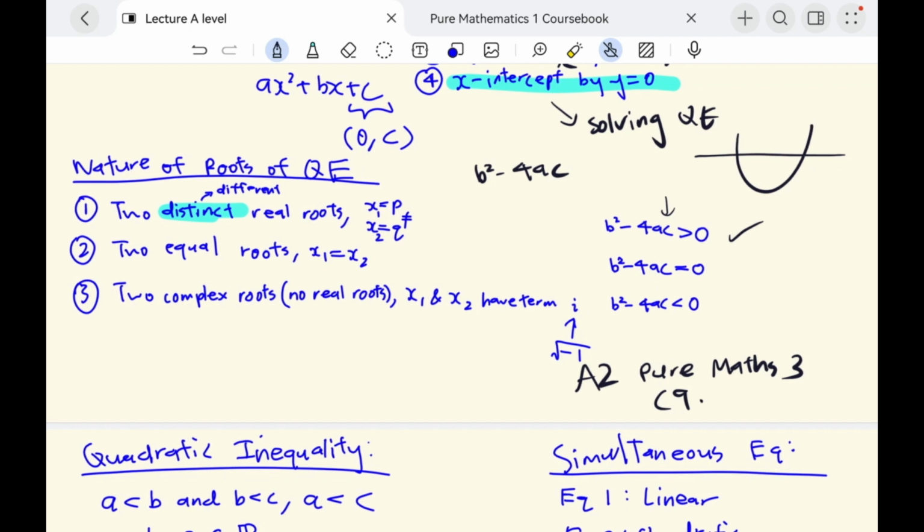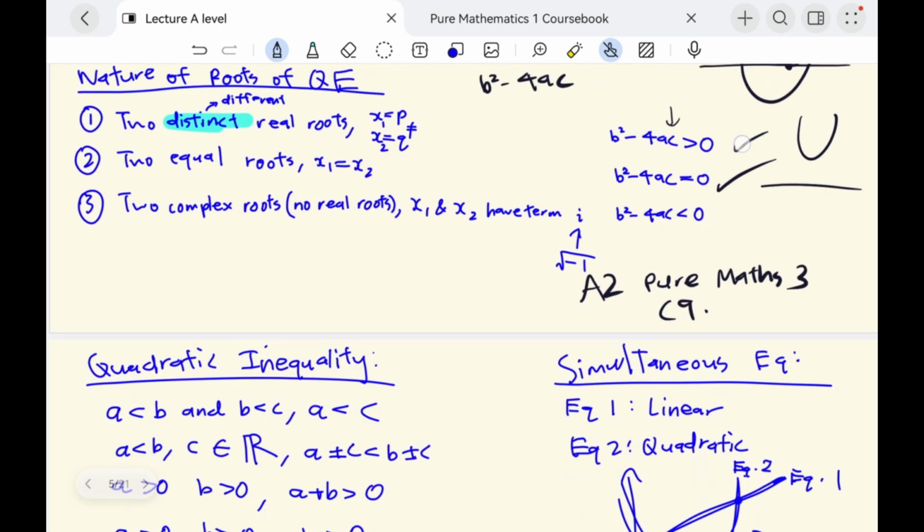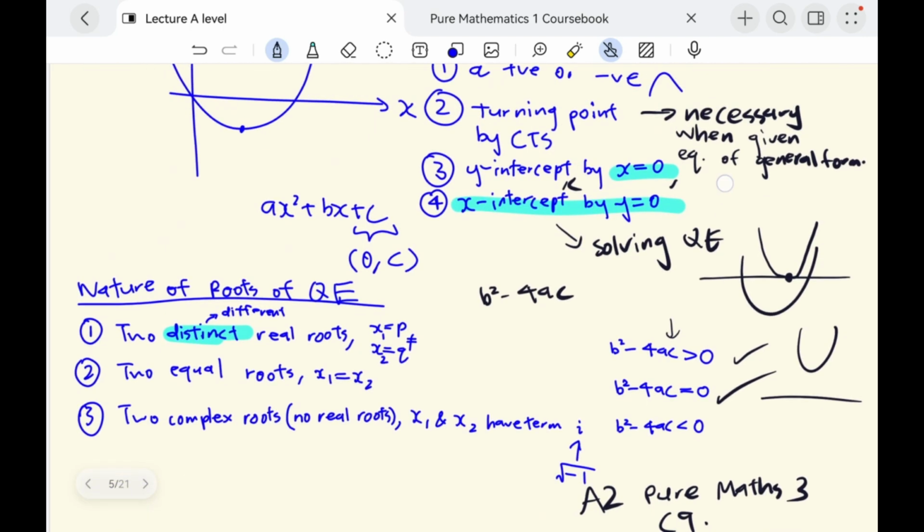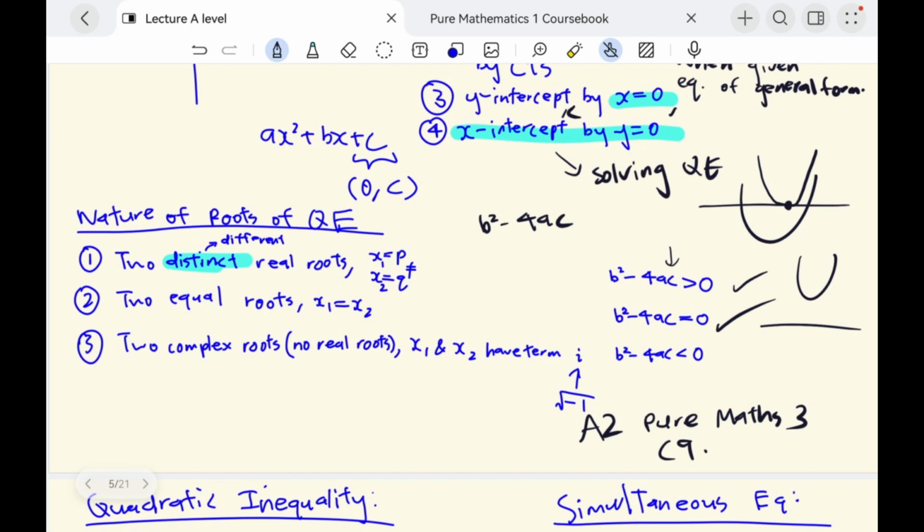If your discriminant is exactly equal to 0, which means the quadratic graph only intersects at one point at the x-axis. Two complex roots means that the quadratic graph won't intersect the x-axis either. So this is how you identify the nature of the roots from a quadratic equation given.